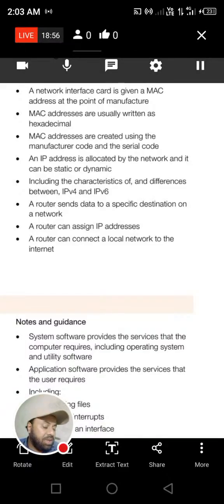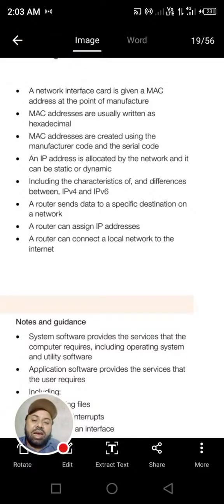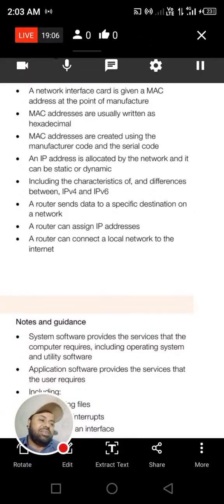A router sends data to a specific network. Okay, what is the purpose of a router? A router is to route the data, or send the data, to a specific destination on a given network. Routers can also assign IP addresses. An IP address can be fixed or DHCP, dynamic host configuration protocol, which is used to choose from the already assigned IP addresses one by one randomly through Wi-Fi.